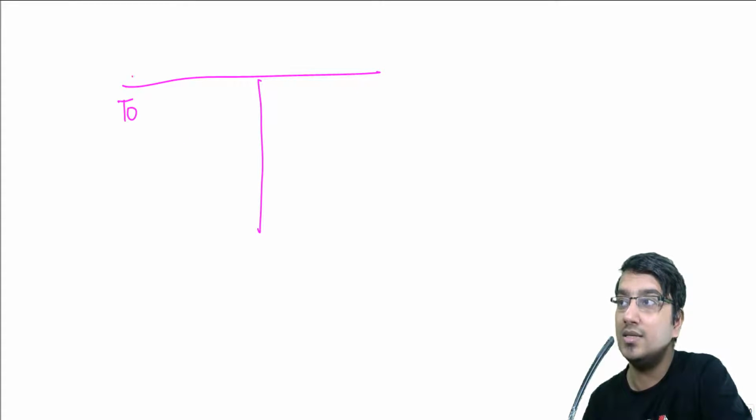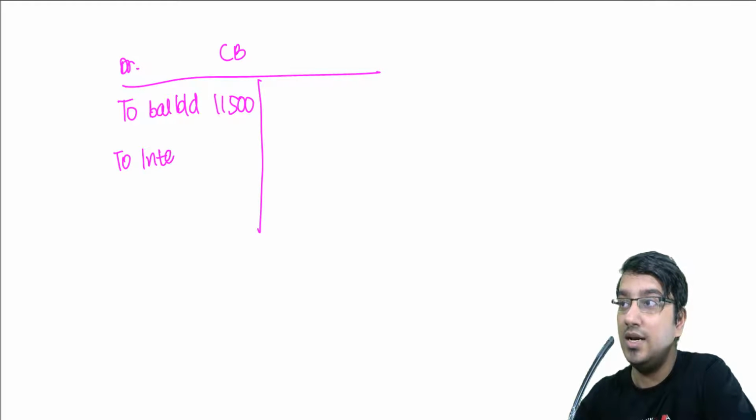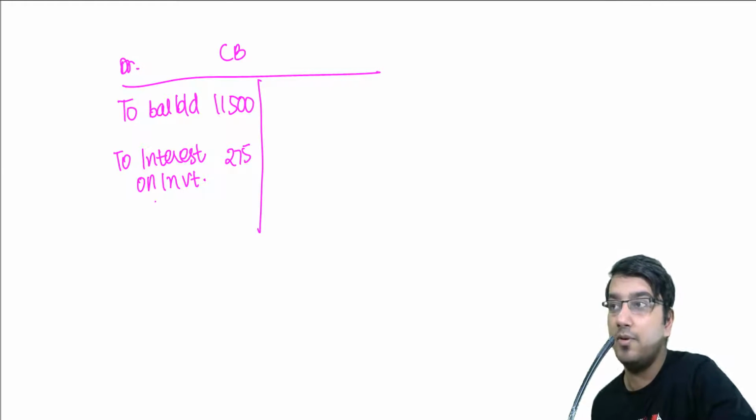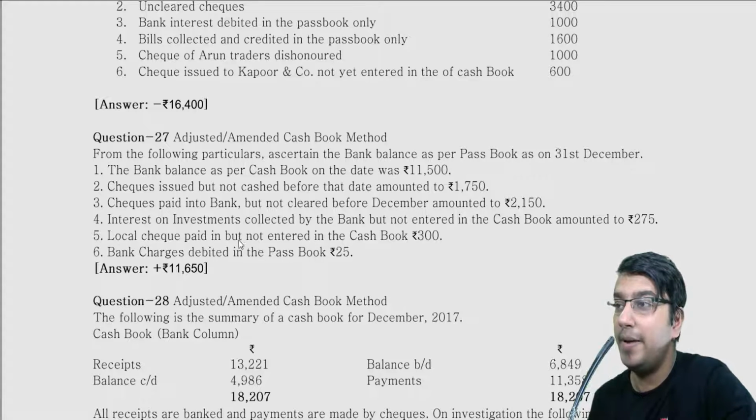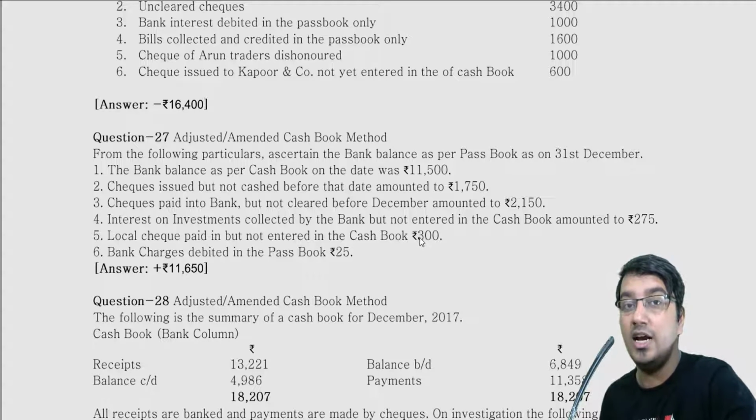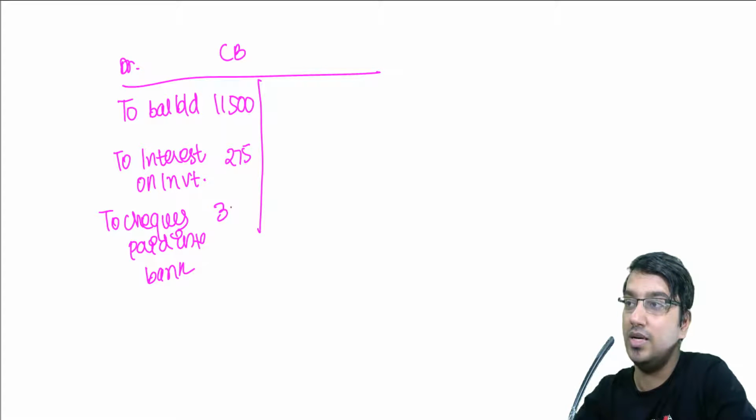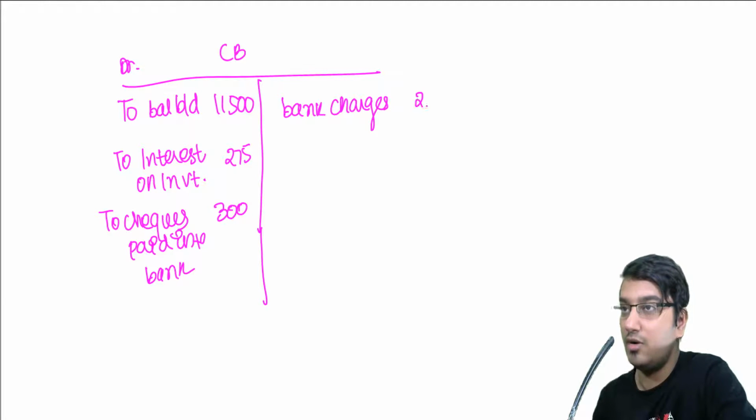This is a positive balance, so it will come on the debit side of the cash book. Balance BD 11,500. I have received the interest, so interest received will increase our account, so we'll just debit interest on investment 275. Next they say local checks paid in but not entered in the cash book. Paid in means we were expecting a deposit, but they were not entered in the cash book. So 300 was a check deposited and it was actually received in the passbook as well but not entered in the cash book. So 300. Now there are bank charges of 25.